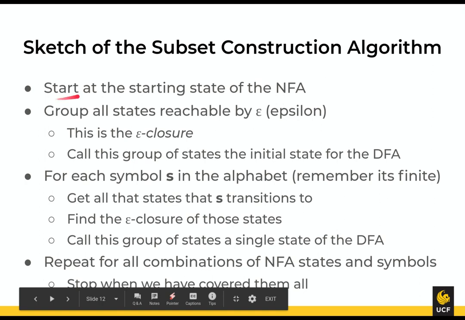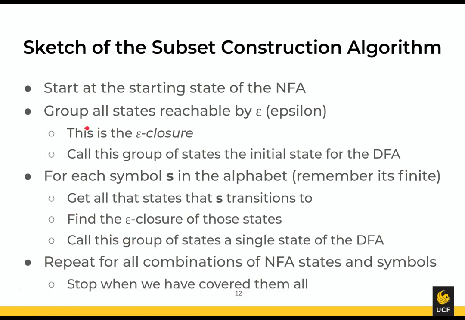The way it works is we start at the starting state of the NFA. The formal definition of these automata is that they have a single initial state. If you happen to have alternation at the beginning, you'll just have a bunch of epsilon transitions, but you can always have a single initial state. So this is assuming that there's one single starting state for the NFA.